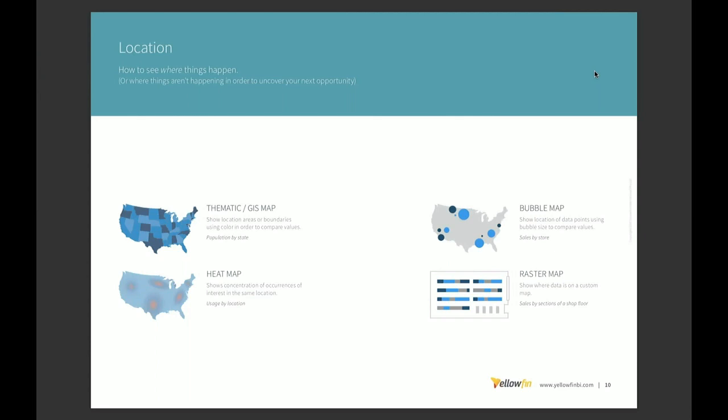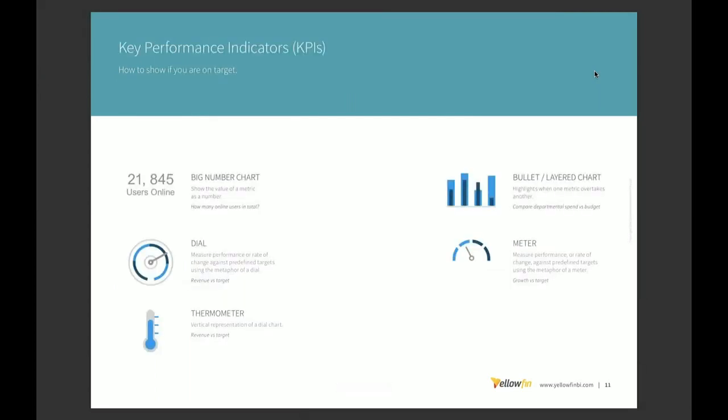Now for the final chart type, we're going to look at KPIs. KPIs, or key performance indicators, might be the most important data points you'll work with. They tell you how you or the business is performing at a glance. Big number charts show the value of a metric as a number. This could be number of users online, total sales for the month, anything where the actual number is necessary. Dial-a-meter charts are used for measuring the performance or rate of change. These are great for important metrics like revenue versus target or growth versus target. You can really see how quickly you're progressing.